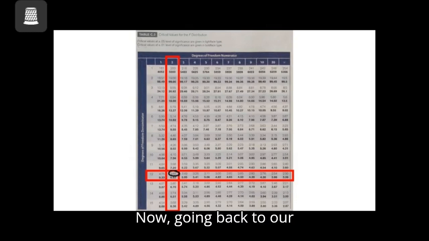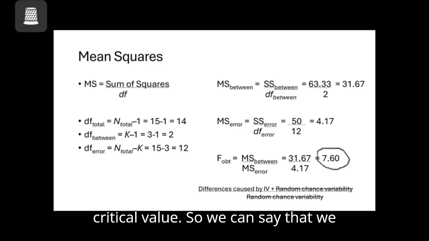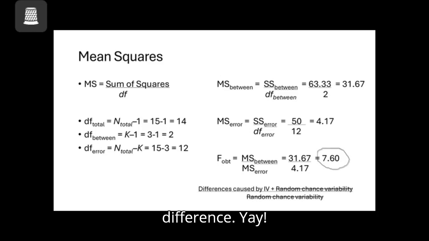Now, going back to our F statistic, we had 3.89 as our critical value, but we got an F statistic, an F ratio of 7.60, which is well above that critical value. So we can say that we have a statistically significant difference. Yay!